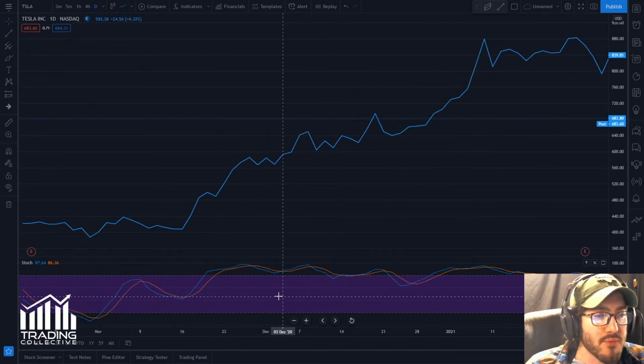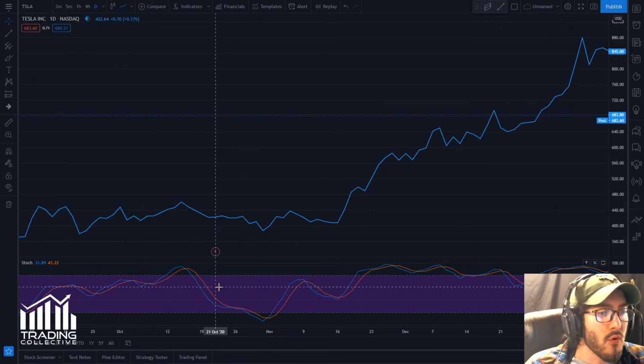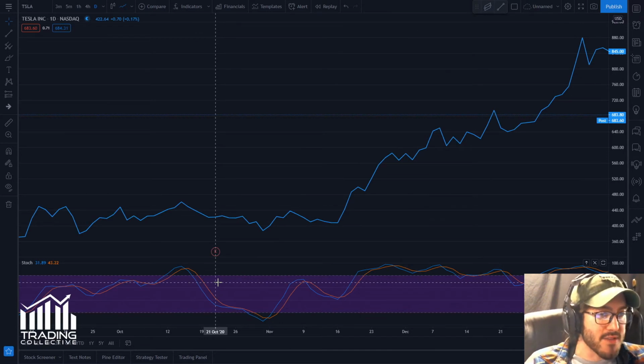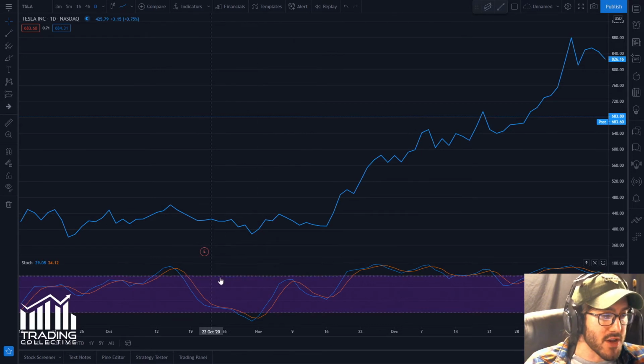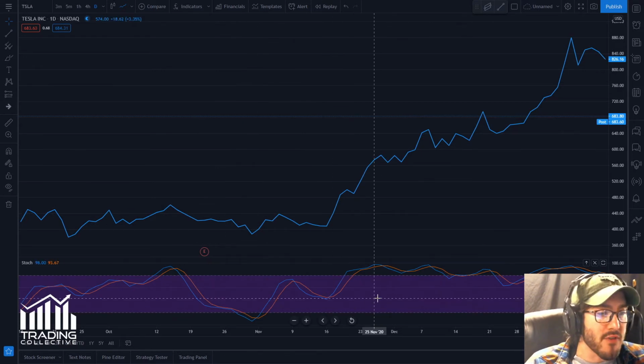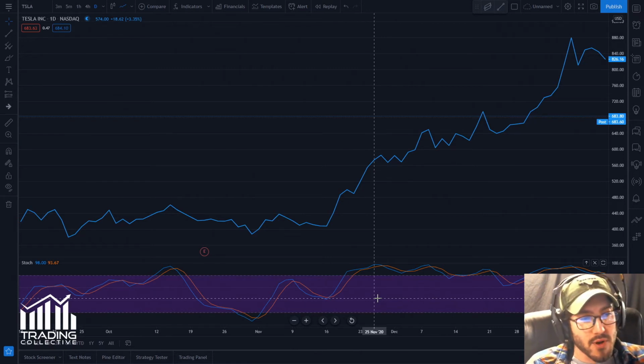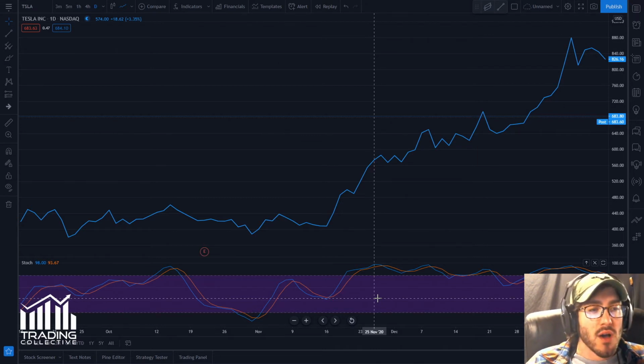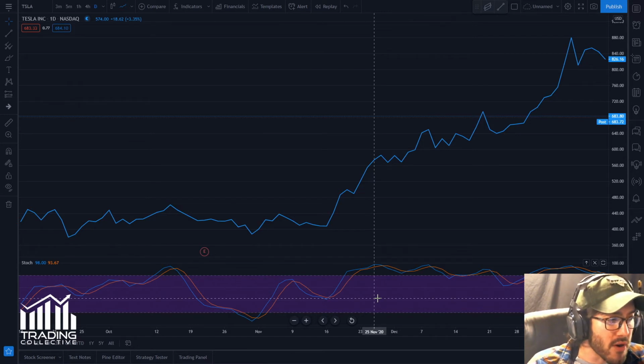Now these represent different things. Overall, the stochastic is gauging the momentum for a certain security. When the momentum is going upwards and you're seeing an increase in price, you typically see the stochastic pointed in an upward motion. Now, when those lines are further apart, that means that there is more momentum.